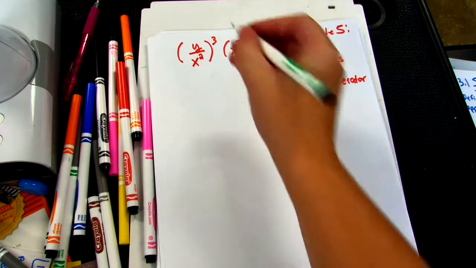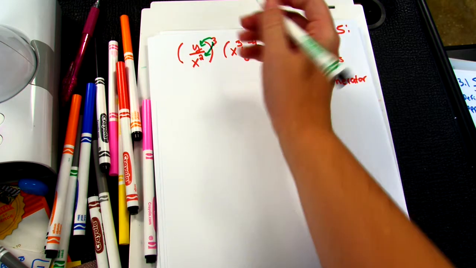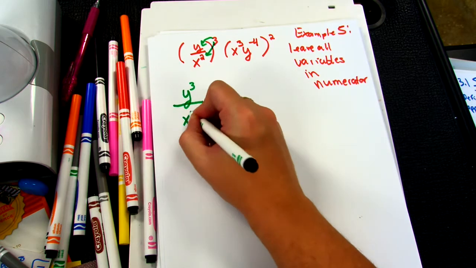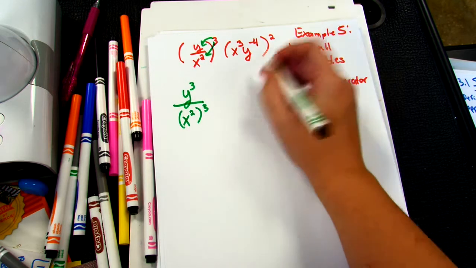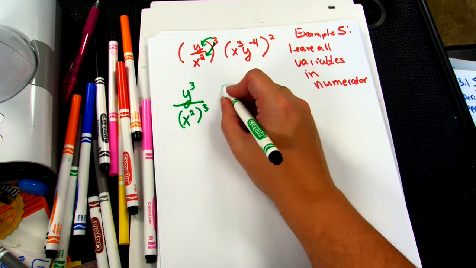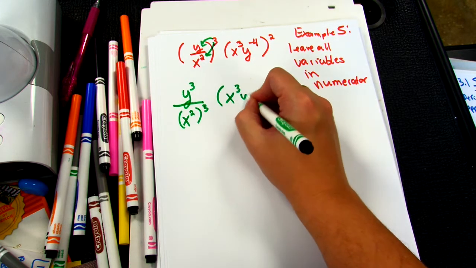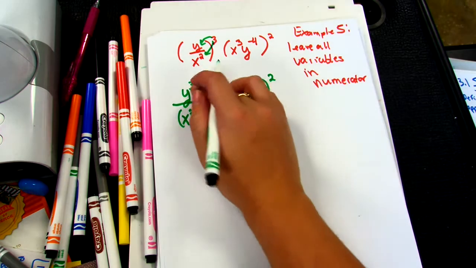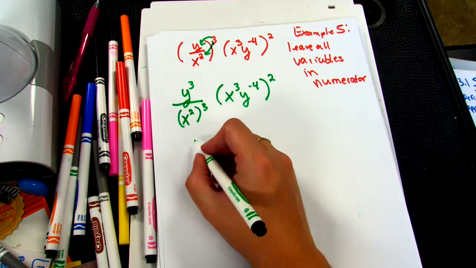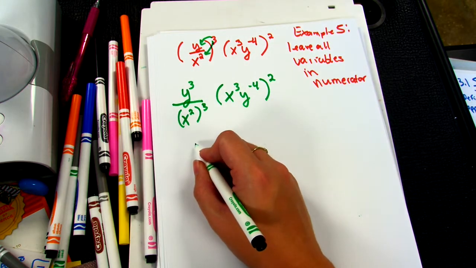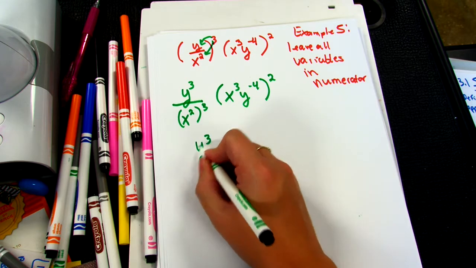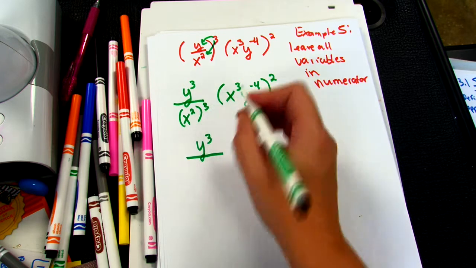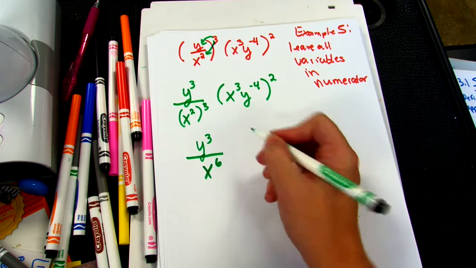First thing I need to do is I need to distribute this 3. So that's going to become y to the third power over x to the second power to the third power. And I'm going to go ahead and just bring this down. So I still have x cubed y to the negative 4 all to the second power. So we'll deal with that in a second because we're still working here, right? Because now that's going to become y to the third power over, this is x to the second to the third, so 2 times 3 is 6, so that's going to become x to the 6th.